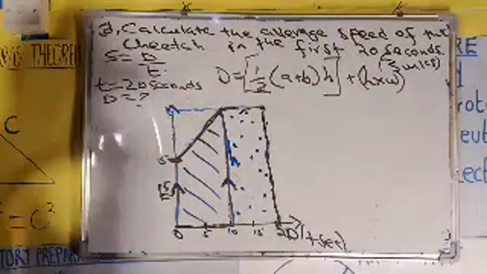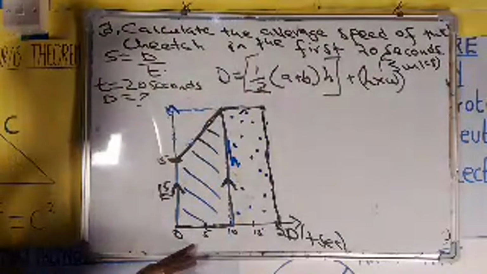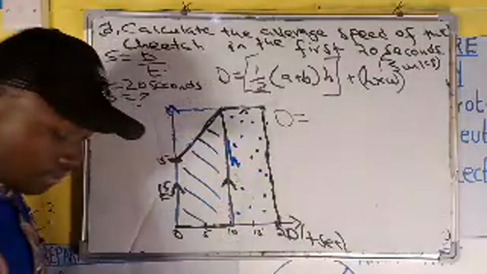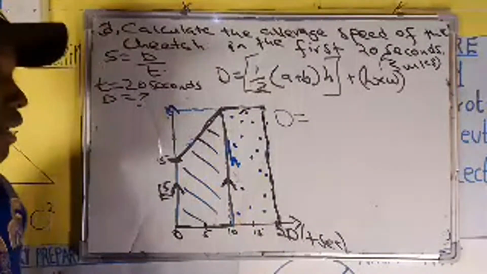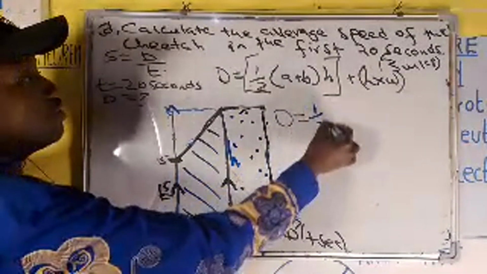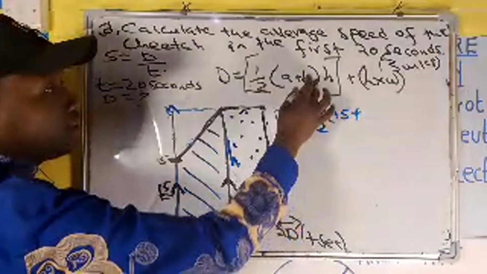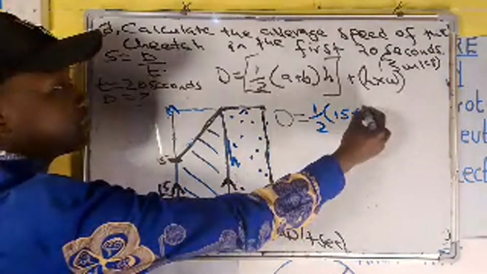So that is what we are going to do. To get the distance for the first 20 seconds, distance is equal to a half into brackets. What is our A? 15. What is our B or our H here? We found it as 30.